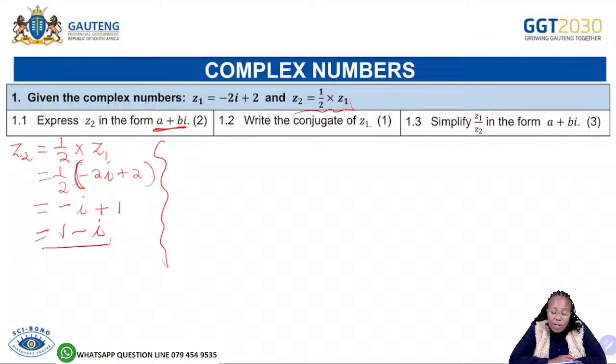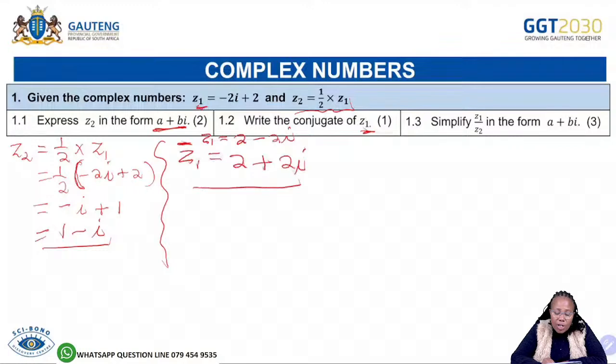And then now write the conjugate for Z1. Be careful, grade 12. We are looking at the conjugate. Indicate the dash on top that you are talking about the conjugate. This is not in the correct notation. It must be Z1, start with the real part followed by the imaginary part. And therefore now if we look at the conjugate, it will be 2 plus now 2i. Please ensure the notation is correct before you conjugate, right?